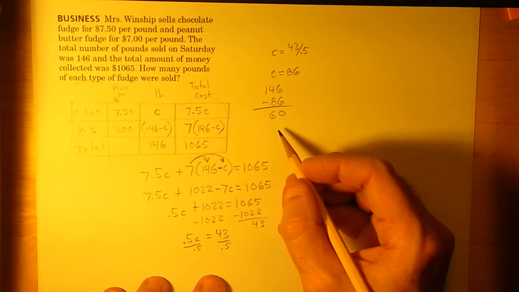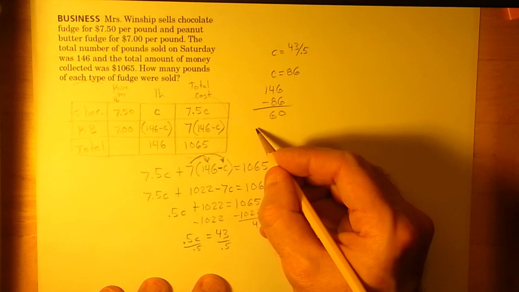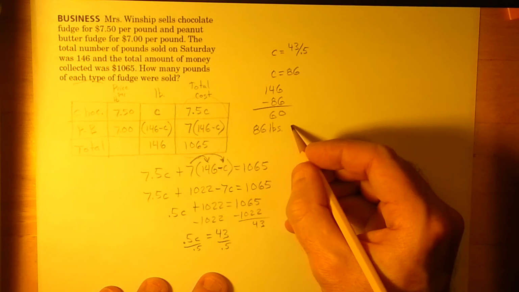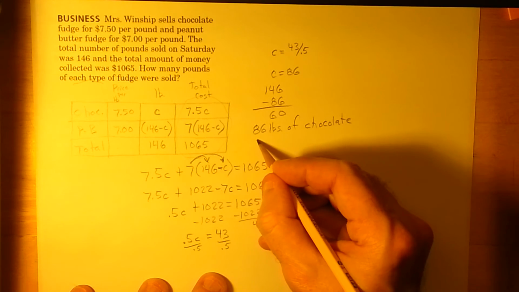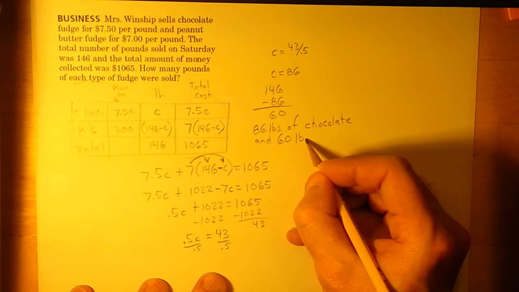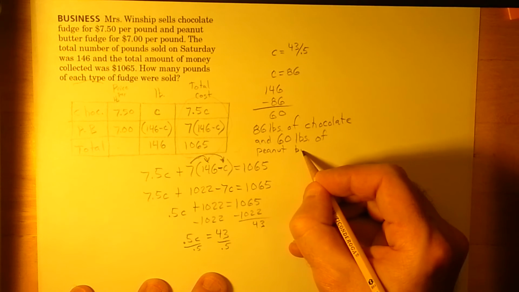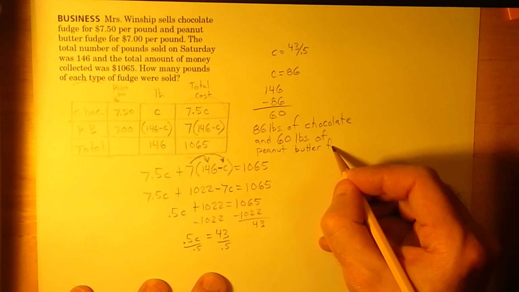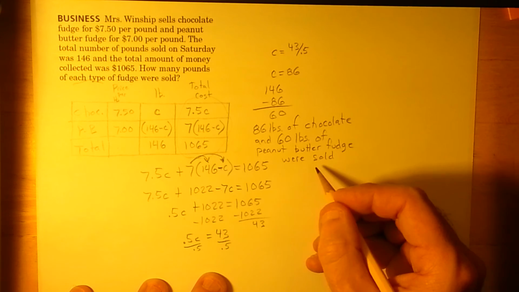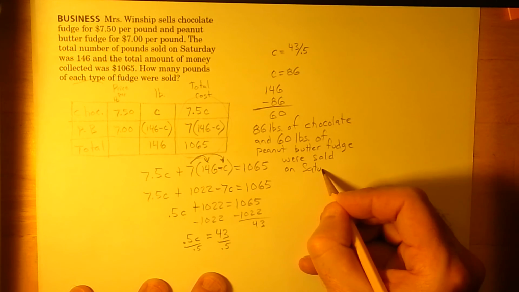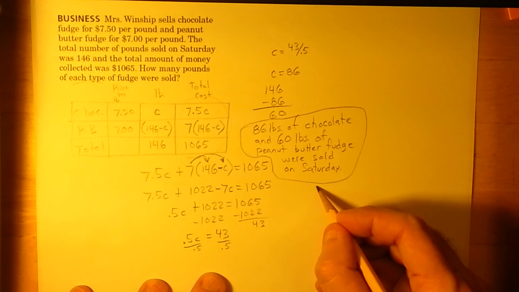So here we will write our sentence. How many pounds of each type of fudge were sold? Let's reword it: 86 pounds of chocolate fudge and 60 pounds of peanut butter fudge were sold on Saturday. Okay, so there we go. And make sure we circle it so the instructor is happy and gives us a nice smiley face.